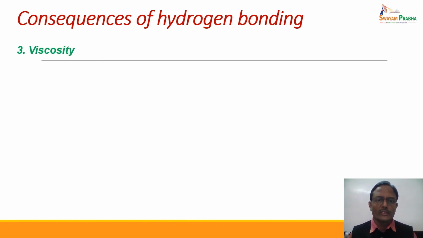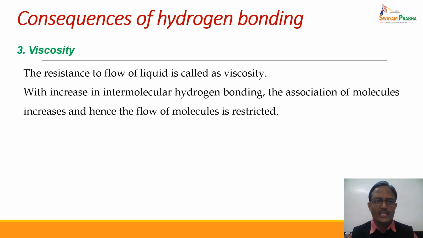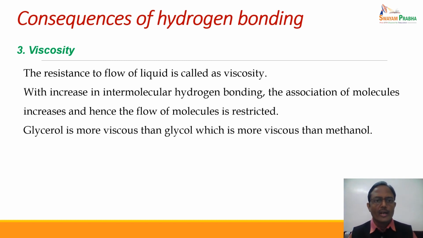The third important consequence is on the viscosity of various liquids. Viscosity is defined as resistance to the flow of liquid. That is called viscosity. Now, if a compound has intermolecular hydrogen bonding, the molecules are associated with each other, and if there is a strong association between them, then the flow becomes very sluggish, or the flow of the liquid gets restricted.